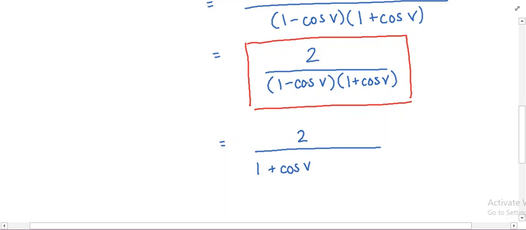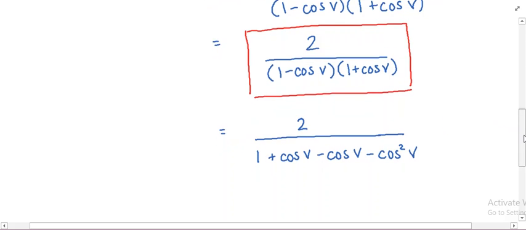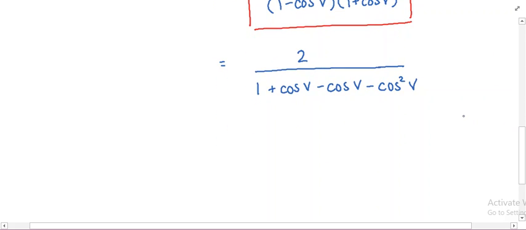And then the inner terms, negative cosine of v times 1 is going to be minus cosine of v. And then the last terms, negative cosine of v times positive cosine of v, that's going to be minus cosine squared of v. You do see that you can further simplify here. If you did this, you're going to get a positive cosine of v, a negative one. They cancel. That's going to leave you with 2 over 1 minus the cosine squared of v.